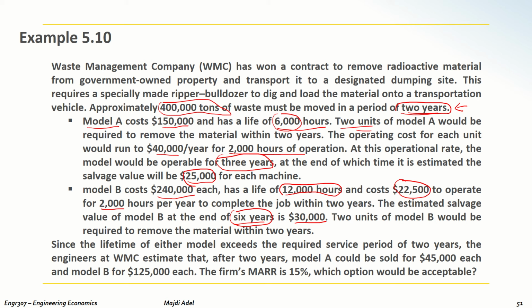Now as you can see, the analysis period is 2 years, and the service period for Model A is 3 years, and for Model B is 6 years.